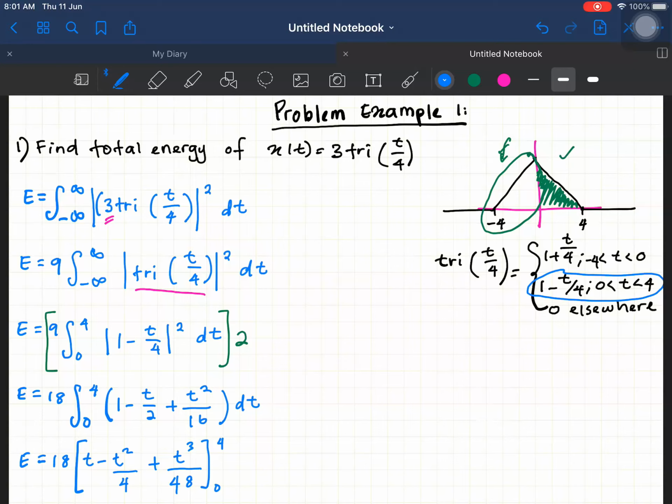Now if you solve this, I think you know how to solve this, otherwise you have to revise your mathematics. You will get energy equals 24.